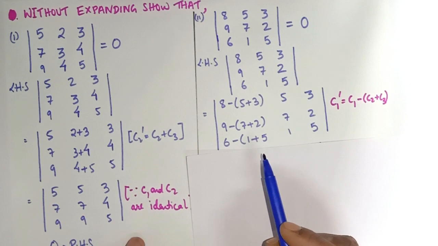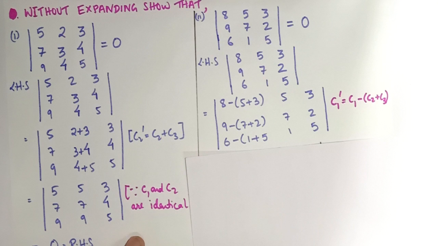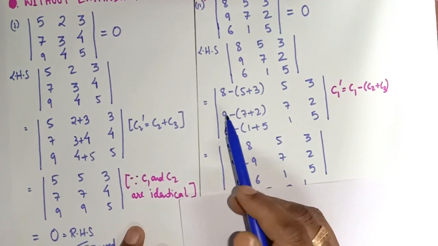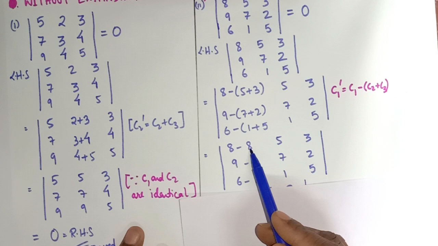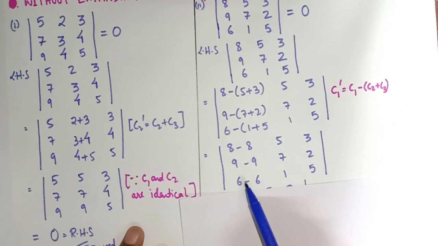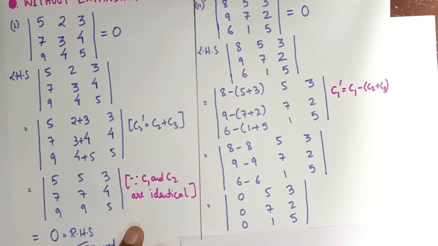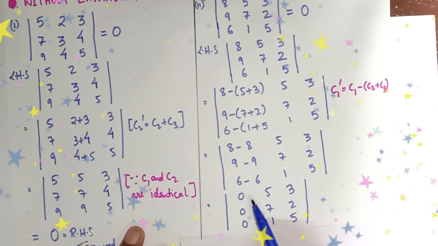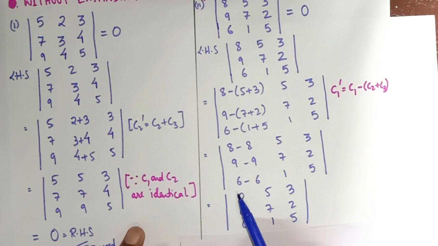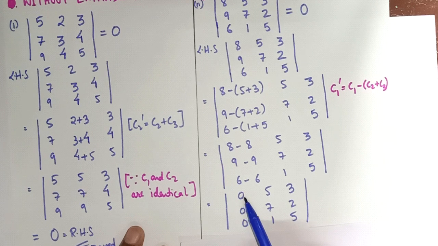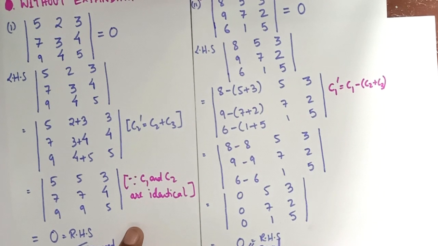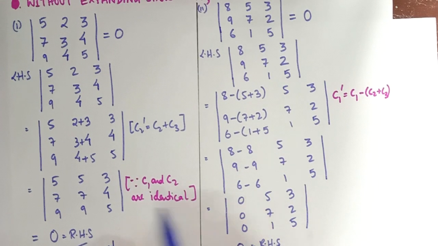So in this method, you can use the previous method also for this sum. Now you can see 8 minus 5 plus 3 is 8, 8 minus 8 is 0. 9 minus 9, 0. 6 minus 6, 0. So what did I get here? 0 0 0. In one column I got 0 0 0. So if I expand by this column, that means 0 into something, plus 0 into something, plus 0 into something. So I'll get 0. Hope you got this method. You can use this method also for this sum. So this is your final answer.